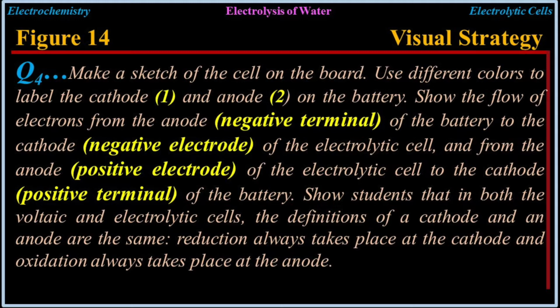Use different colors to label the cathode 1 and anode 2 on the battery. Show the flow of electrons from the anode, negative terminal of the battery, to the cathode, negative electrode of the electrolytic cell, and from the anode, positive electrode, in the electrolytic cell to the cathode, positive terminal of the battery. Show students that in both the voltaic and electrolytic cell, the definitions of cathode and anode are the same. Reduction always takes place at the cathode, and oxidation always takes place at the anode.